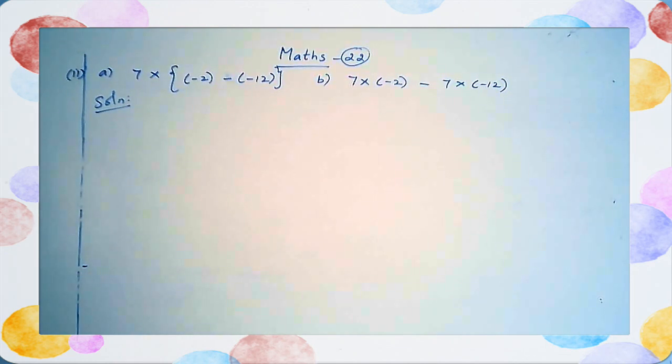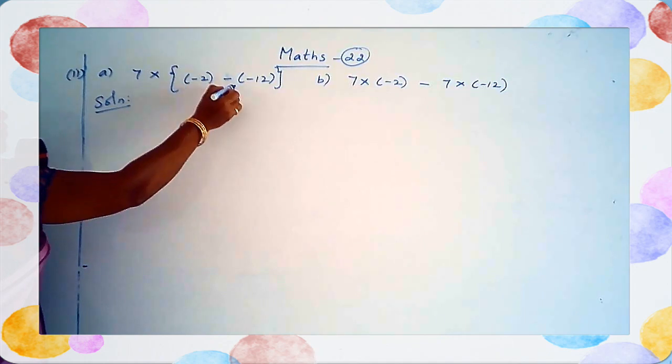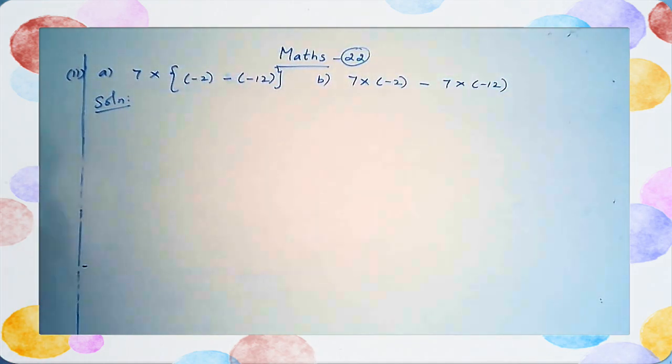Children, listen, see the question. A part and B part, both parts are given. First of all, you solve the parts and compare the answer. Here A part is what given? 7 into minus 2 minus 12. Here, under distributive property of multiplication over subtraction. Yes or no? Yes.